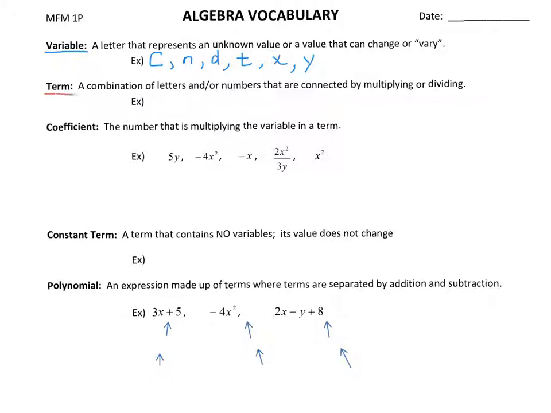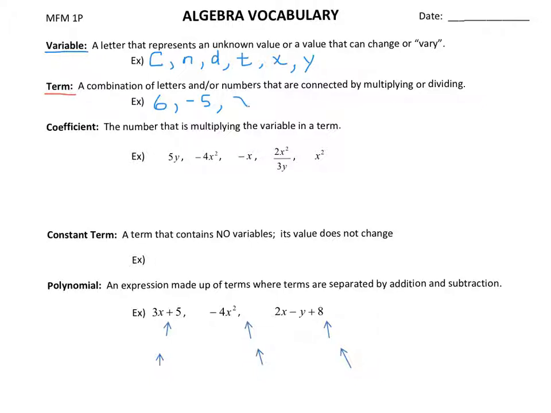When we're talking terms, a term is just a combination of letters and or numbers that are connected by multiplying or dividing. Now it could just be letters, it could just be numbers, or it could be a combination, as I said, by multiplying or dividing those. So for example, the number 6, that's a number. There's the number 6. That is a constant term. It is a term. There are no variables with it, and there's nothing being multiplied or divided with it other than I could put a 1 beside it. Likewise, a negative number is a term. It's a constant term again.